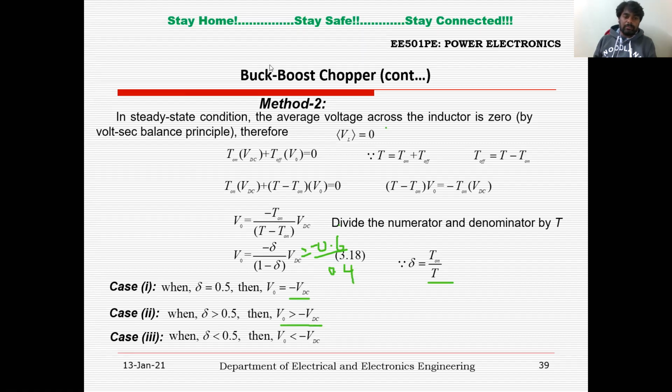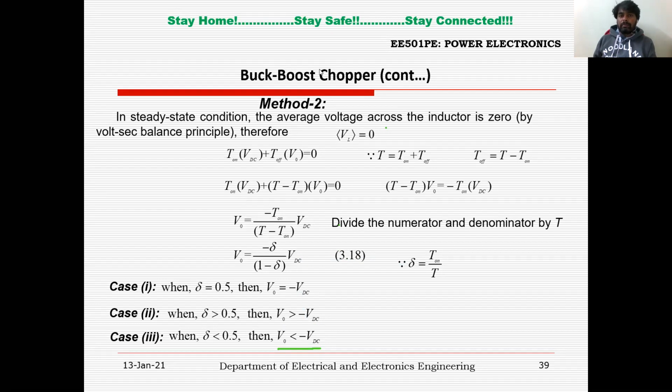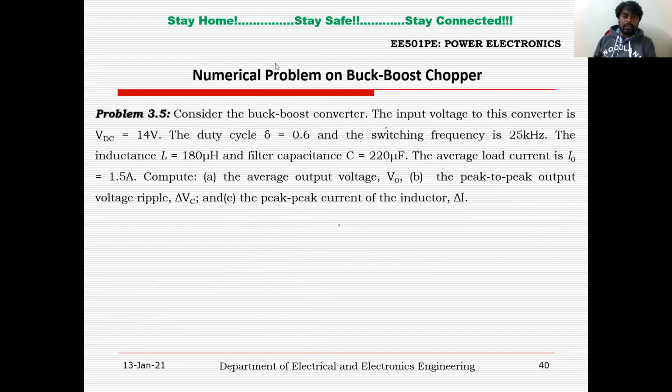Now when delta is less than 0.5, let us substitute delta equal to 0.4 here. It is minus 0.4 divided by 1 minus 0.4, which is 0.6. So the ratio of 0.4 upon 0.6 will give a value which is less than 1. So you'll get the output voltage less than the input voltage with negative polarity. So three cases you can find in the case of the buck boost converter, right? So this is about the buck boost converter operation, principle, and its waveforms and derivations. Now we'll solve one problem on it.